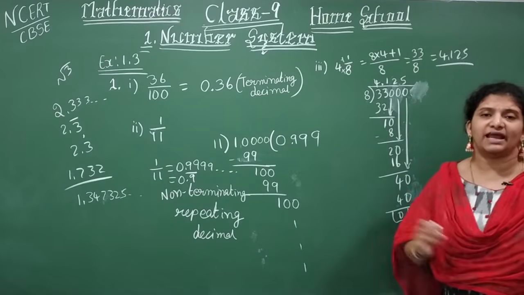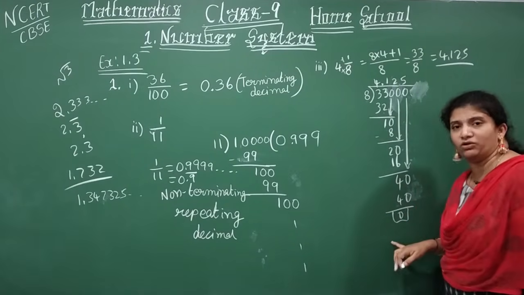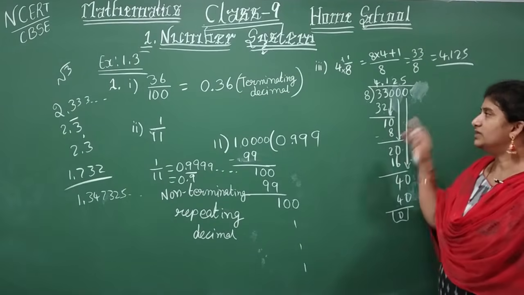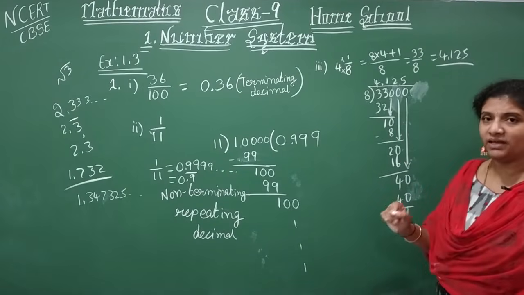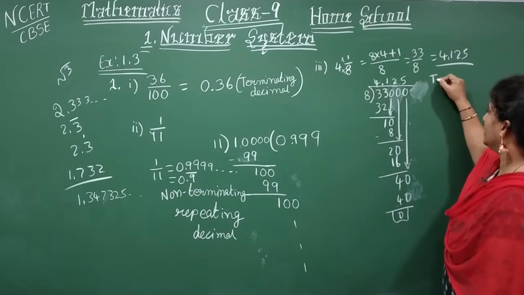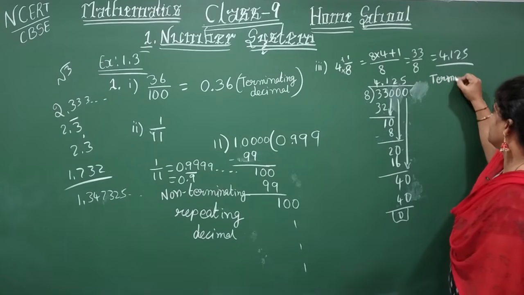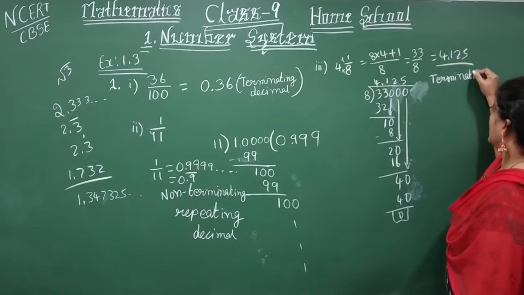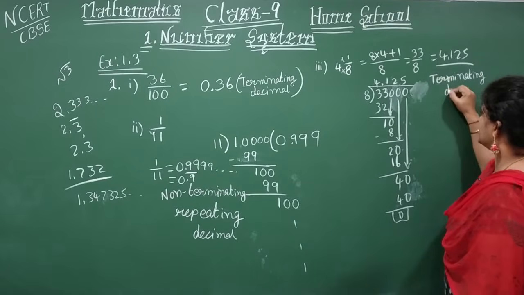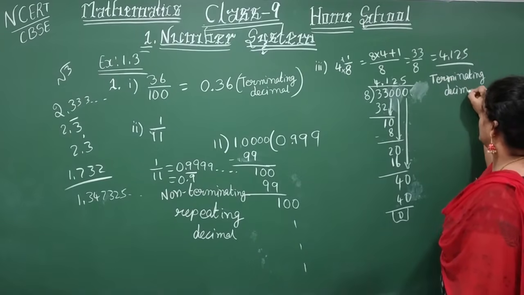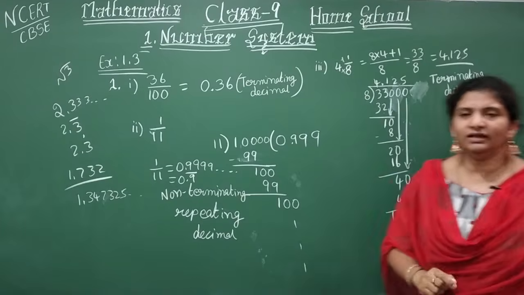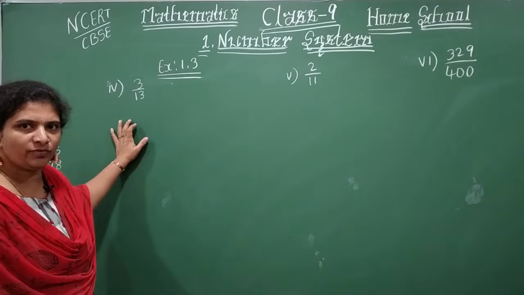That means there is an end for your answer by getting your 0 remainder. So this decimal is a terminating decimal. We write this decimal as a terminating decimal. Let's see your fourth problem children.